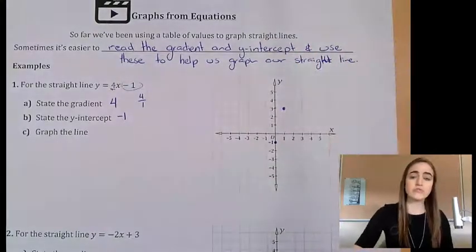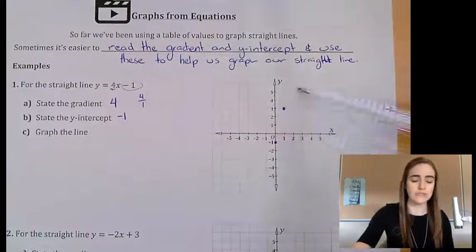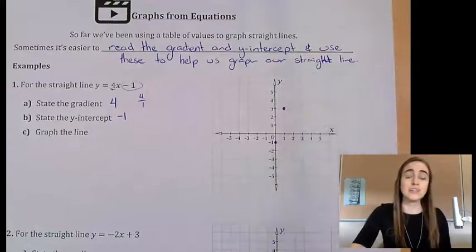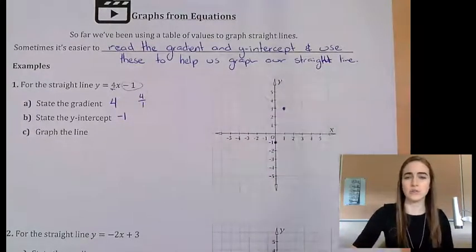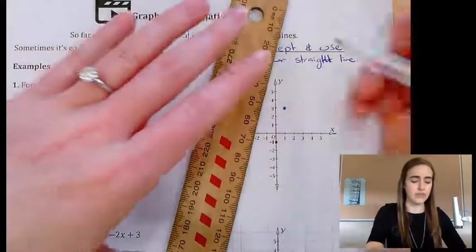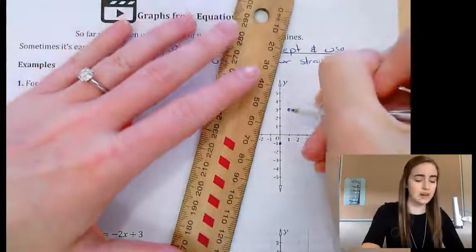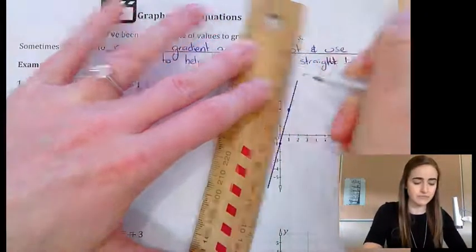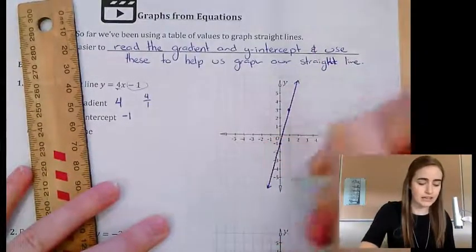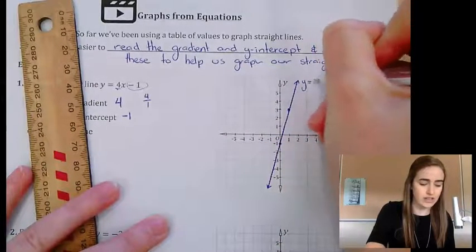Now we moved across to the right because we know it has a positive gradient, so it has to come up this way. If it was a negative gradient, we still would have come up 4, but we would have gone across this way so that it sloped in that negative direction. So now we have 2 points that the line passes through. We can join them together to make our straight line, arrows on either end, and then we'll write our equation just there as well.